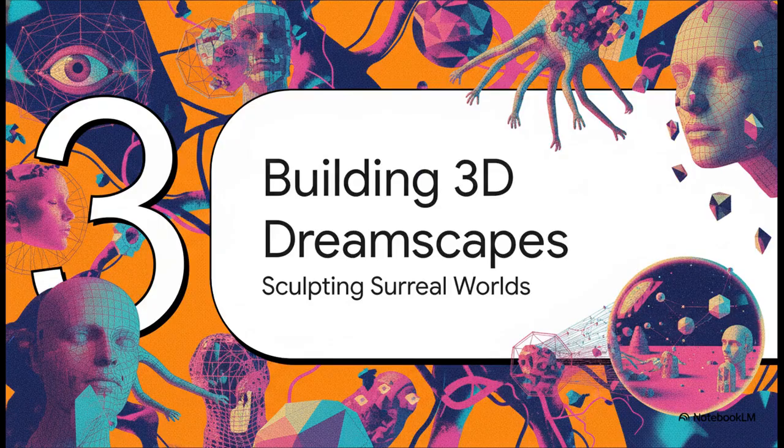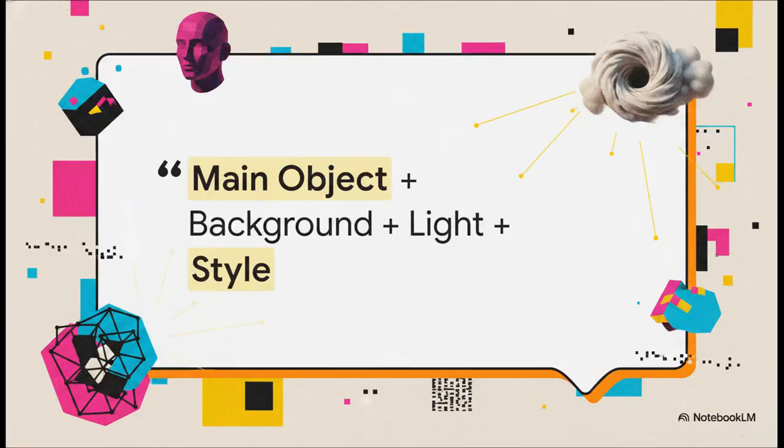Moving on to Section 3, Building 3D AI Dreamscapes. Let's look at how we can actually sculpt these worlds ourselves. So, the crucial point here is that to get the machine to see what you see, you really need this golden prompting formula. Main object plus background plus light plus style. This is your absolute foundation for predictable, high-end 3D generation.